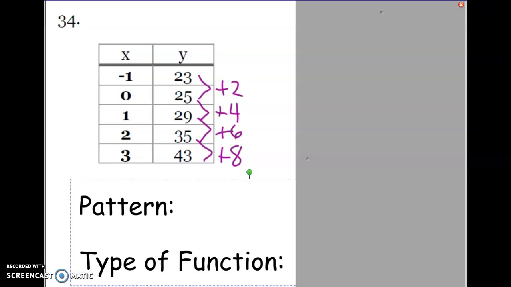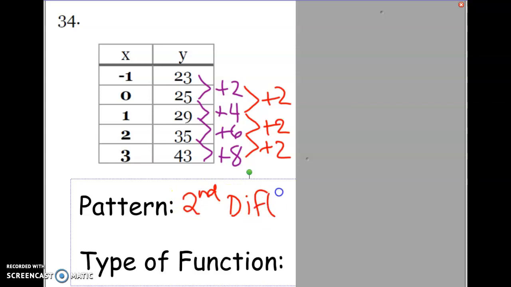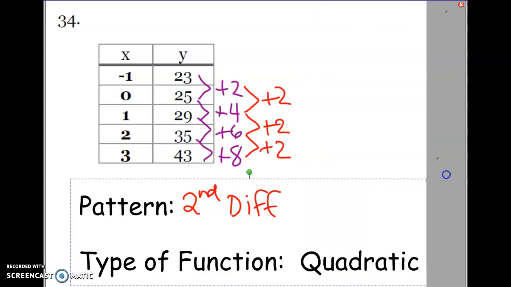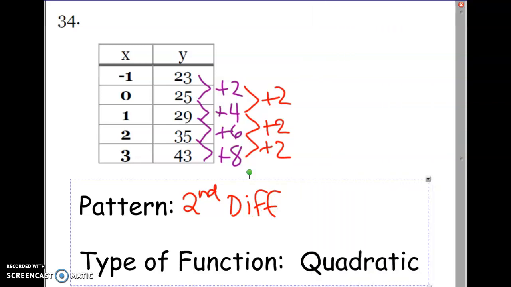Okay, now that is a changing first difference. That is a changing rate of change. And so I can't really identify the function until I look for a second pattern or a second difference. Now the second difference is going to be constant because every time I have added 2 more than the time before. And so my pattern is a second difference of plus 2. Okay, and what type of pattern do we know that has a second difference? That function is called a quadratic function.